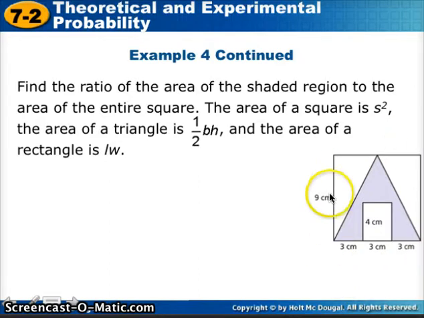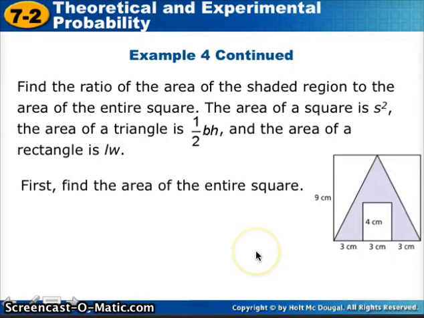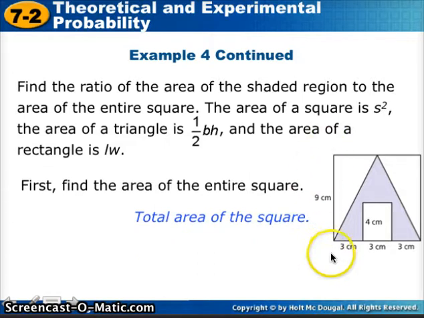We'll have to find the area of the whole square, that's side times side. We'll have to find the area of the triangle to be 1/2 base times height, and also the area of the rectangle inside here, length times width. So first let's find the area of the entire square. The total area of the square is 9, each side is 9, so 9 times 9. The area of the square is 81. So that's the whole big thing we're dealing with.